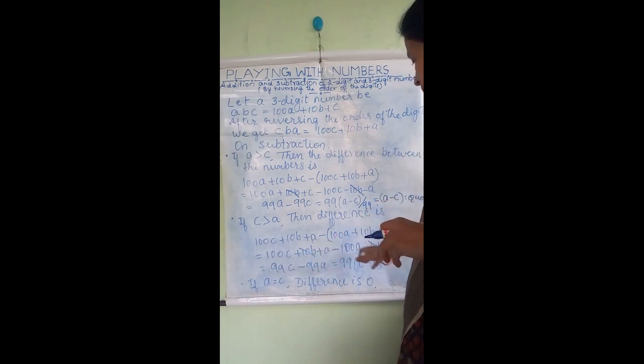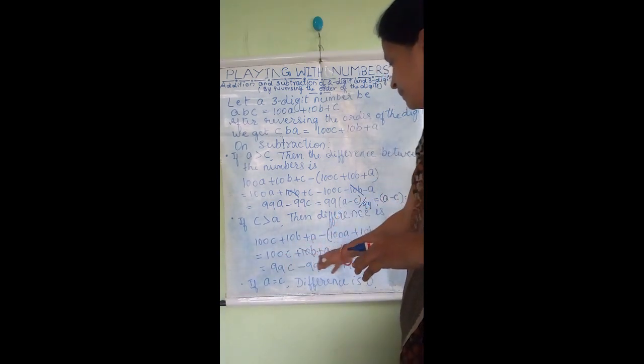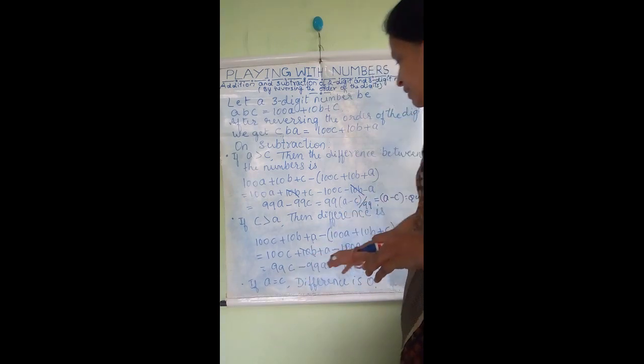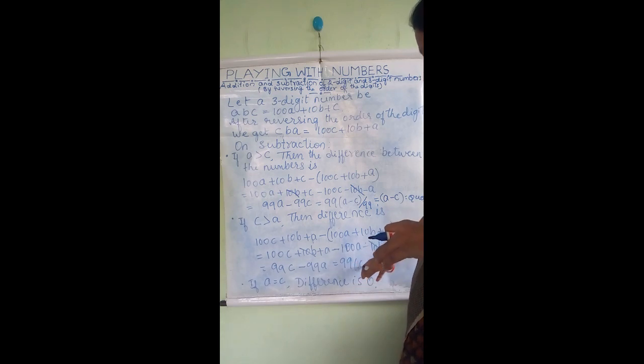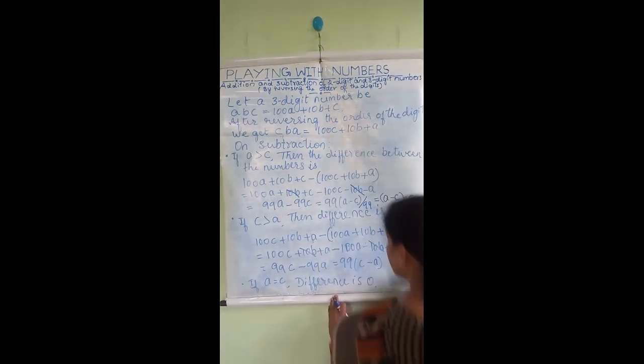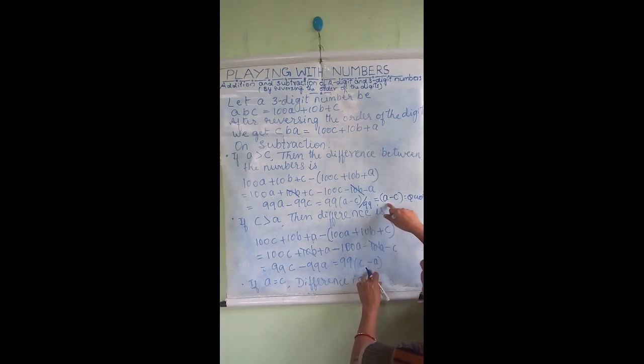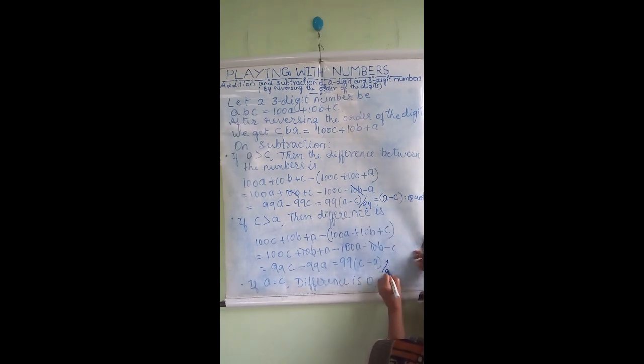10B minus 10B you will get cancelled. 100C minus C, 99C you will get, plus A minus 100A, minus 99A you will get. 99 is common: 99 into (C minus A). In the first case, if A is greater than C, your quotient will be A minus C. If C is greater than A, your quotient will be C minus A. In every case you have to divide by 99 only, and your quotient is C minus A with 0 remainder.